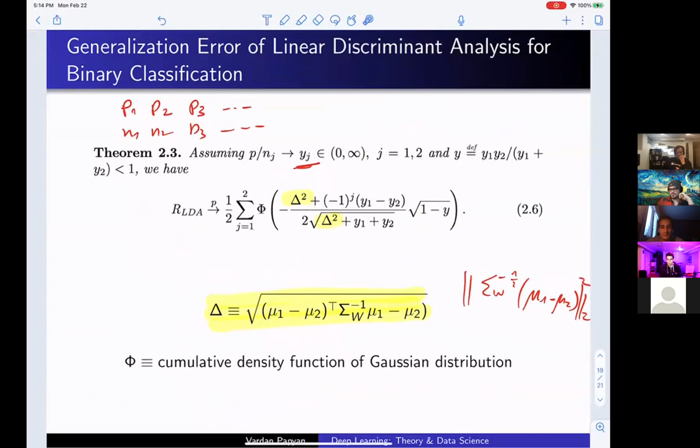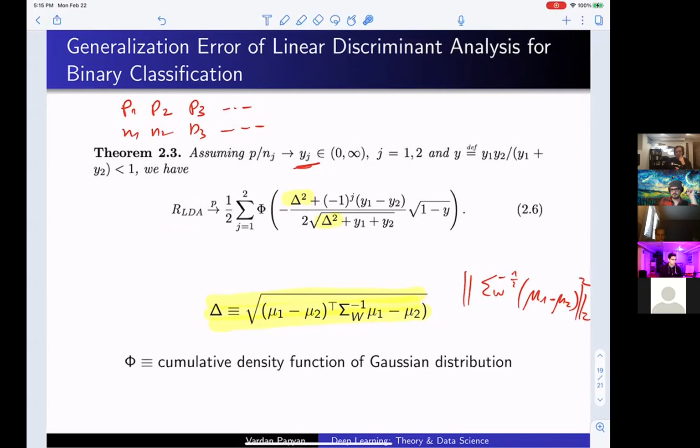But my point was that the error of this algorithm, whatever algorithm it is, depends on this fundamental quantity, which is the signal to noise ratio. Does that part make sense? The signal to noise ratio is the difference between the means normalized by the noise. And that is the most important quantity in this context if you're interested in predicting the misclassification. Yeah, it is the error.